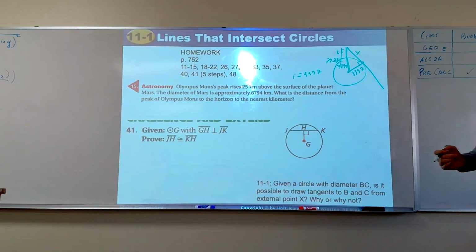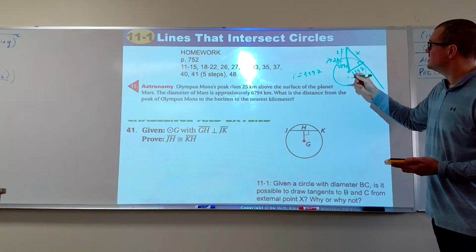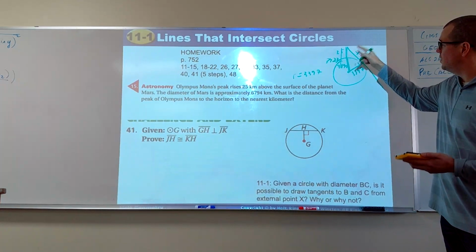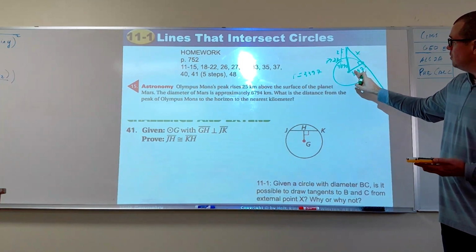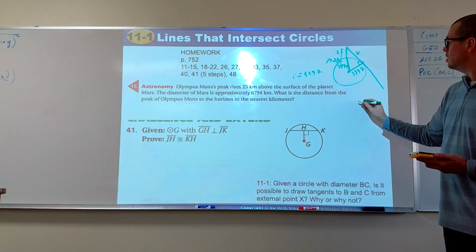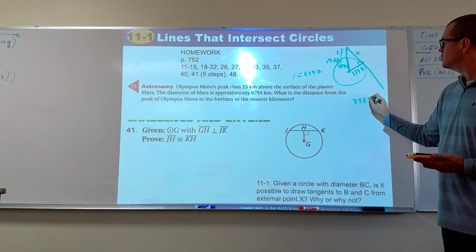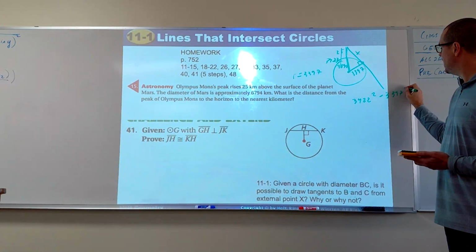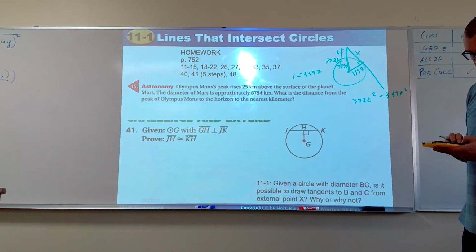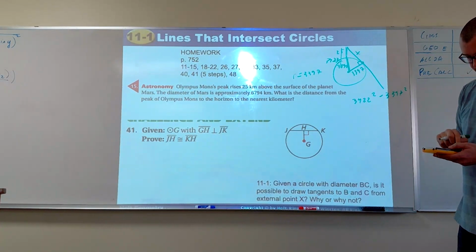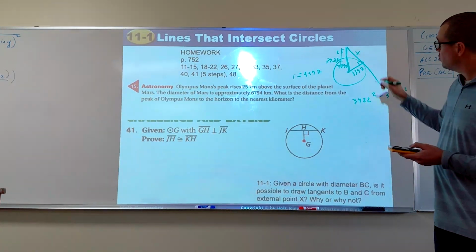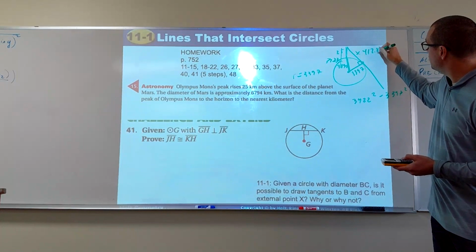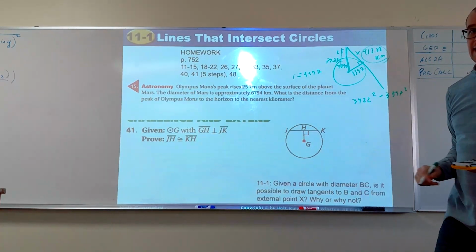We can do Pythagorean theorem. People mess this up. They put the right angle over here and they get all messed up. Remember, the tangent and the radius are perpendicular. So we can go 3422 squared, since that's the hypotenuse, minus 3397 squared. So let me do that really quick. Take the square root. 412.88 kilometers. There is one like that on your quiz.